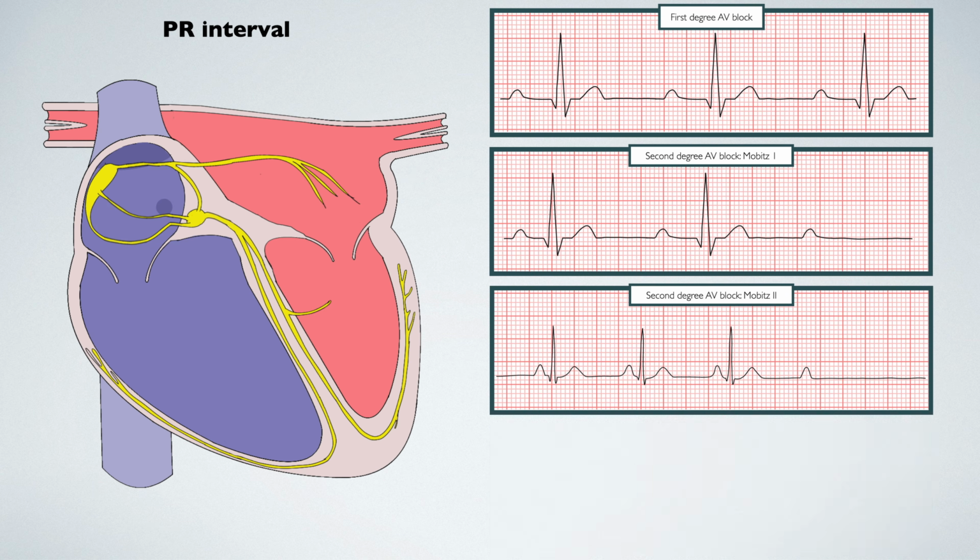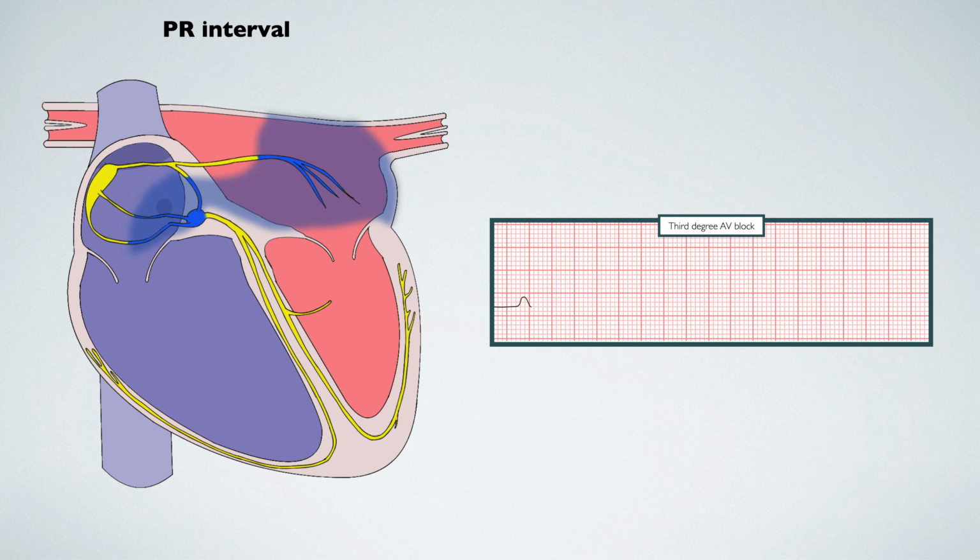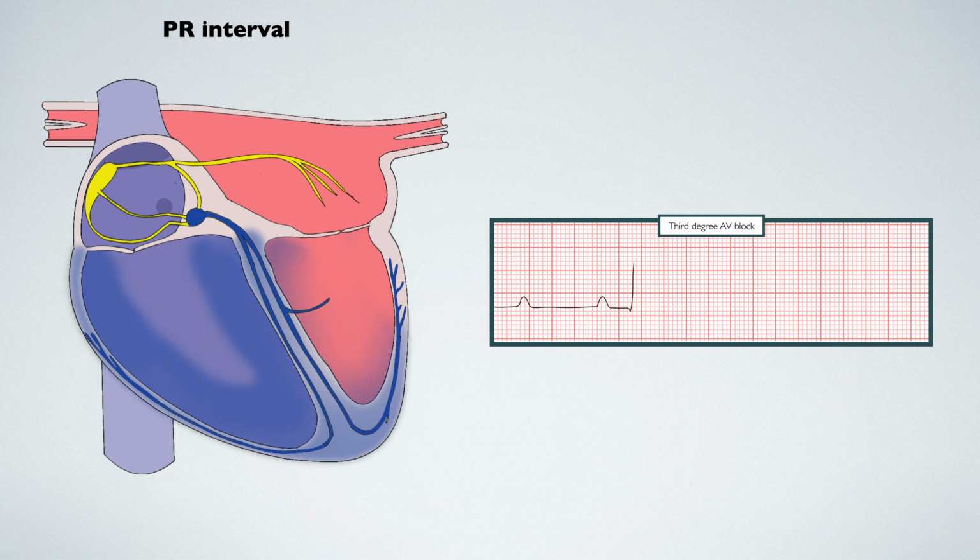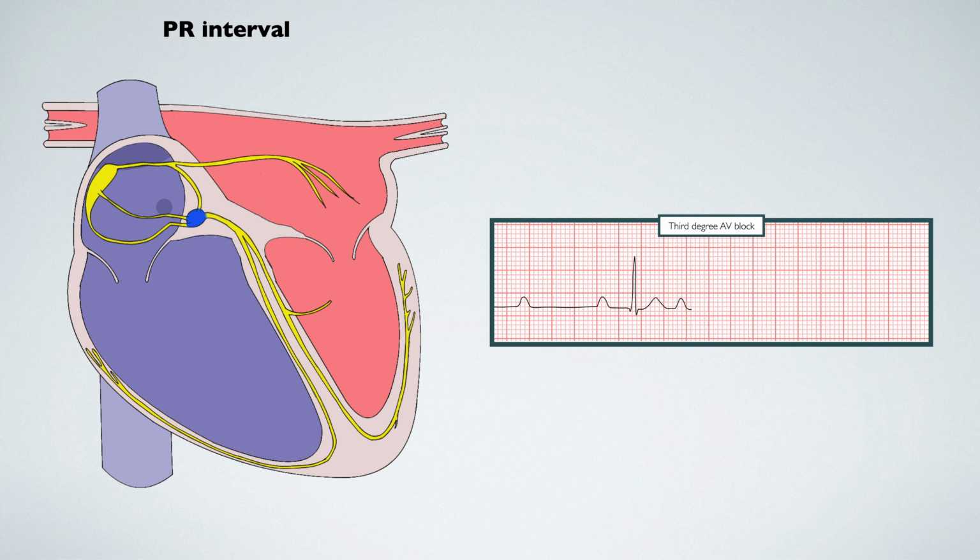Next up we have third-degree heart block. In this condition, there is complete disconnect between the atria and the ventricles, meaning the P waves are generated, but they are not conducted through the AV node. QRS complexes and T waves do occur, but these are generated by a second pacemaker that is below the level of the AV node.